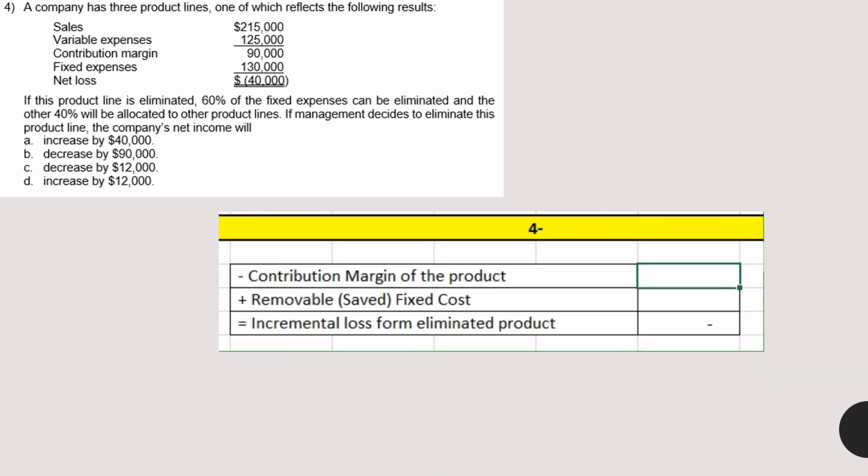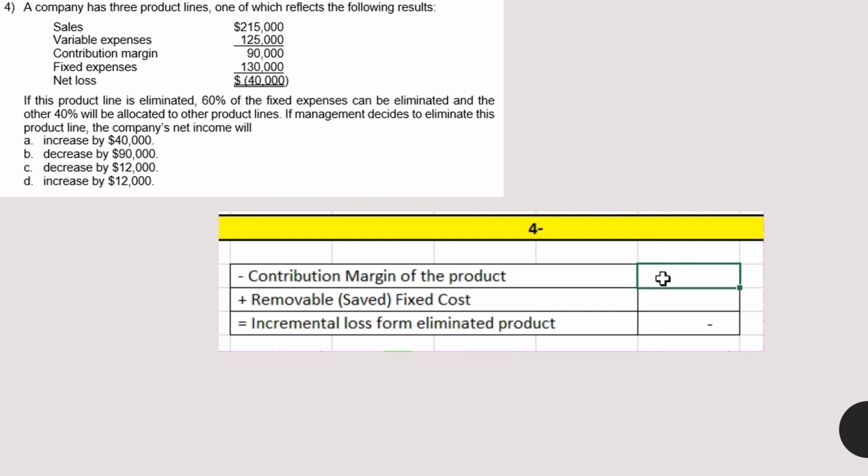Alright, we have a company that has 3 product lines, one of which reflects the following results. Sales $215, variable expenses $125, contribution margin of $90, less fixed expenses of $130. They have a net loss for this product line of $40,000. If this product line is eliminated, we're told that 60% of the fixed expenses can be eliminated and the other 40% will be allocated to other product lines. If they decide to eliminate this product line, what will happen to the net income?